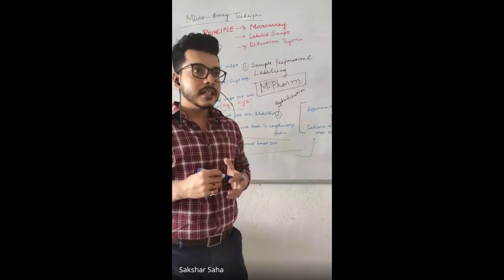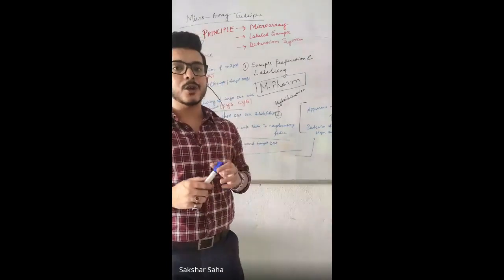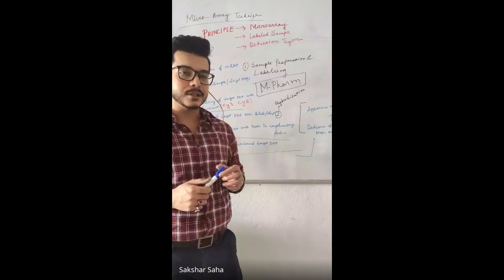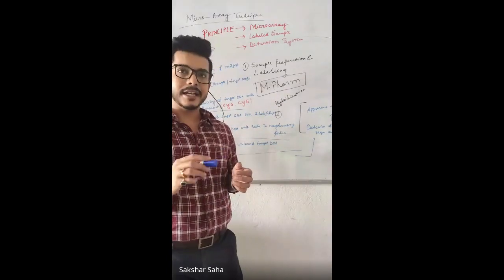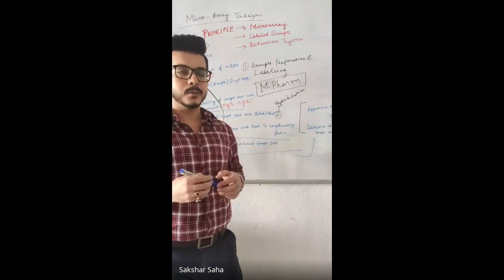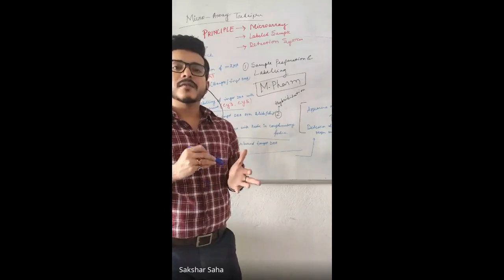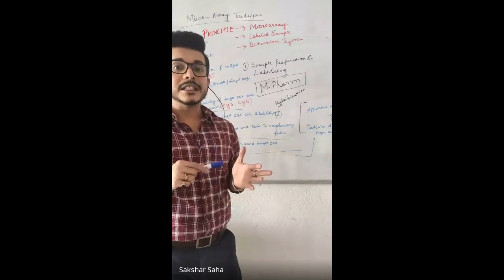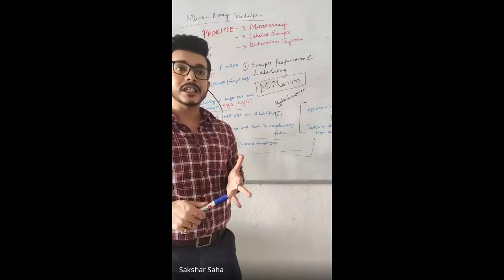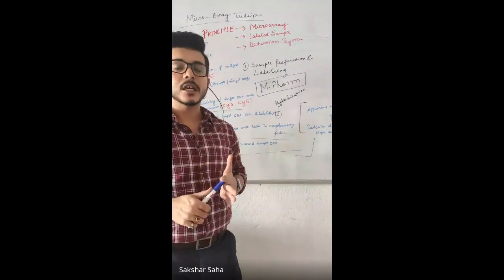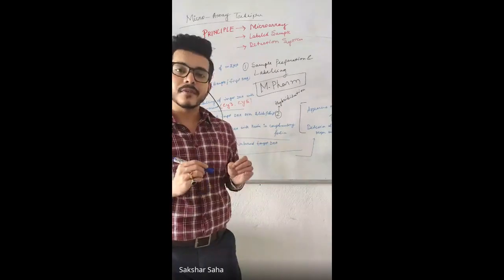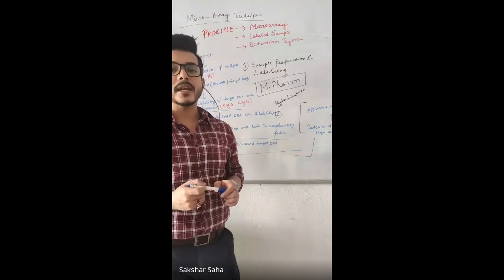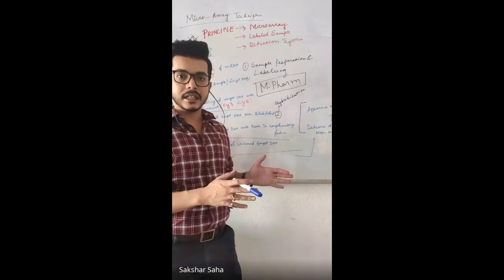There are so many conventional techniques of gene expression or gene detection, for example southern blotting, northern blotting, and RT-PCR, that is reverse transcriptase polymerase chain reaction. These are the conventional techniques of gene detection. What is the difference between the microarray technique and these techniques?